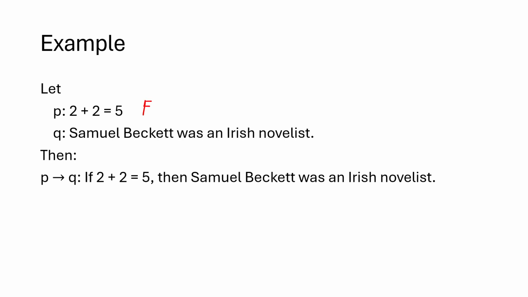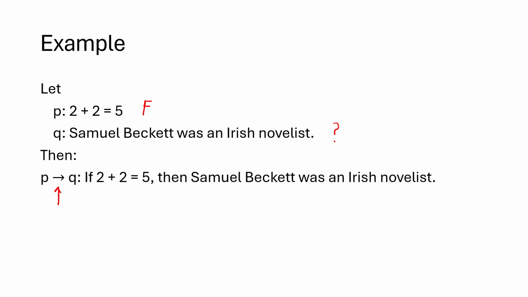And Q is Samuel Beckett was an Irish novelist. Now I leave that to you to figure out whether that's true or false, if you don't know Samuel Beckett, which you should. Now, the implication created with P and Q, which is written like this, will represent the sentence that says if 2 plus 2 equals 5, then Samuel Beckett was an Irish novelist.